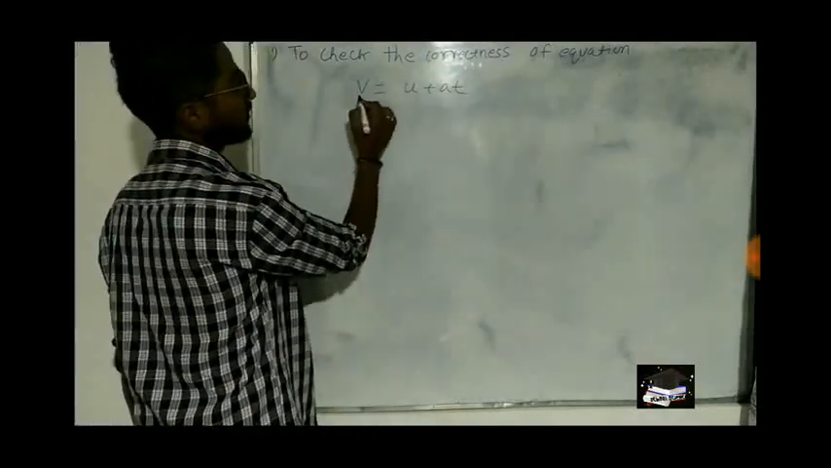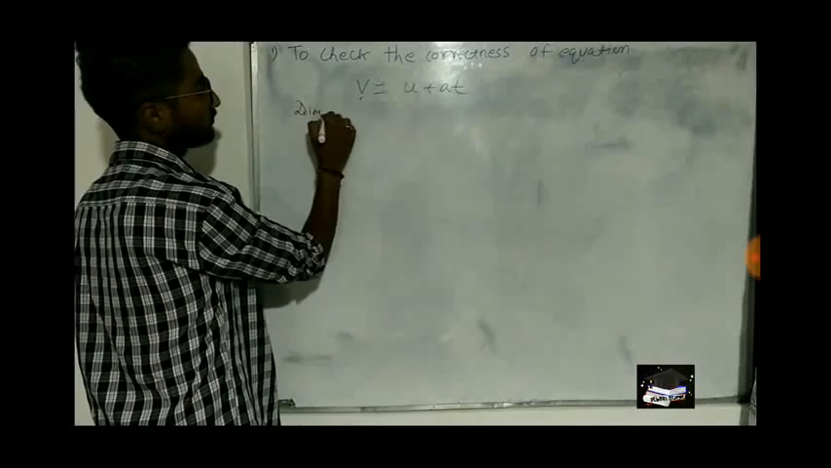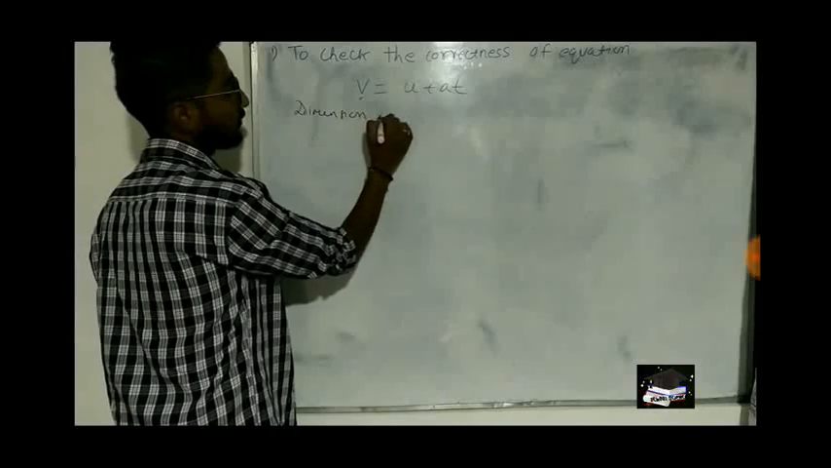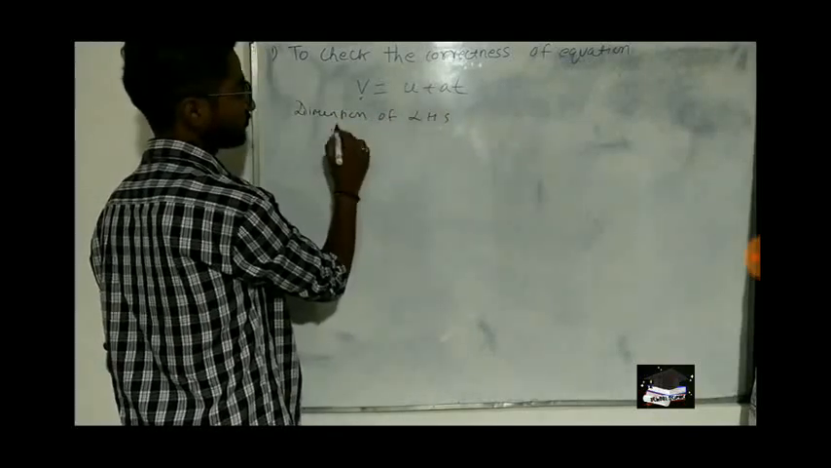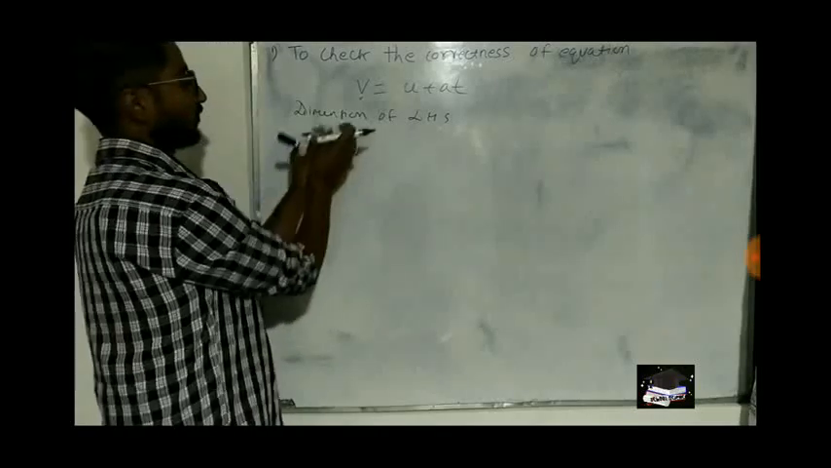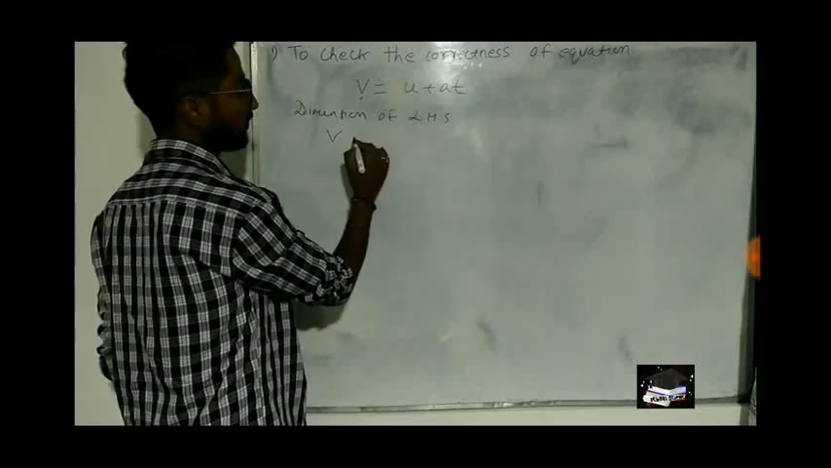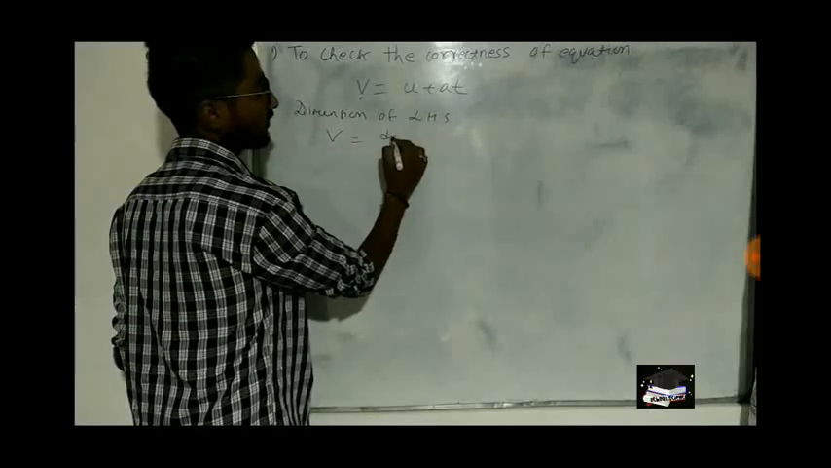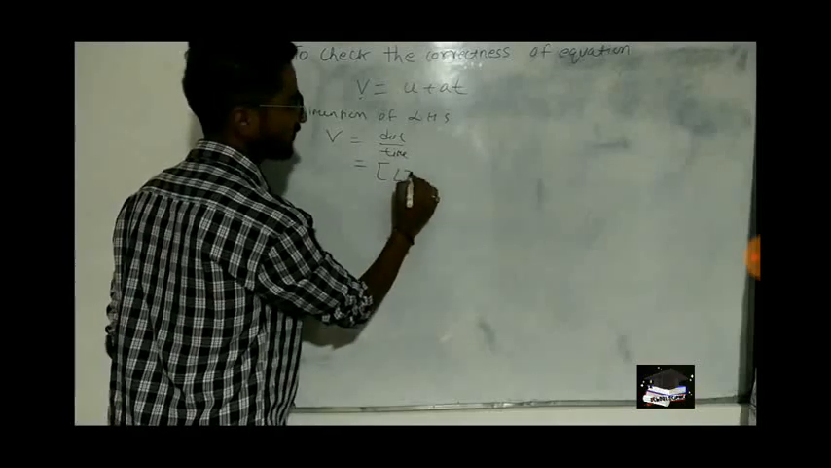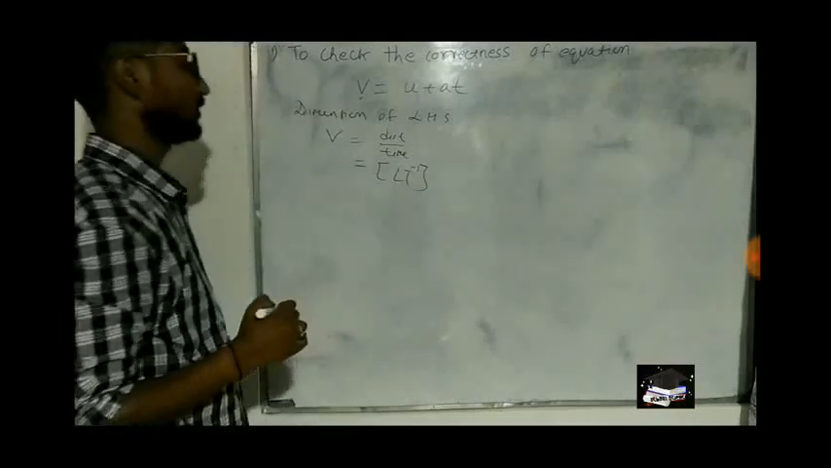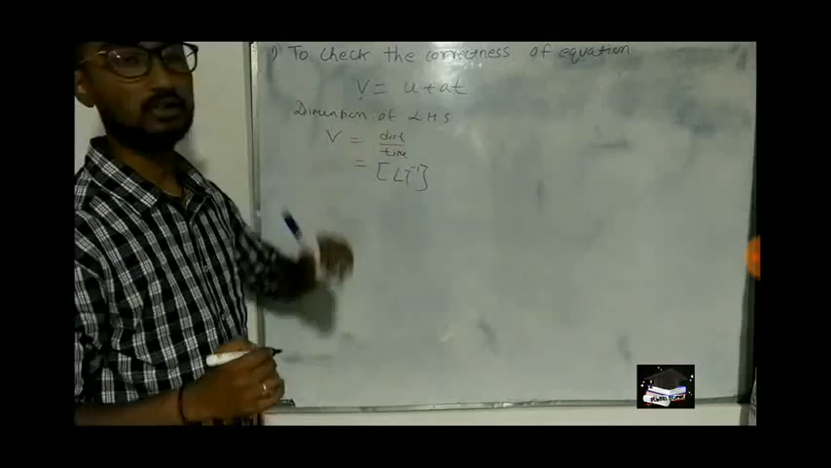So first, let us find the dimension of left hand side of the equation. What is there? V. In this case, V is the velocity. Velocity means distance by time. We don't have to do this again and again. We know now the dimension of velocity is LT to the power minus 1. So the dimension of LHS is LT to the power minus 1 because it is velocity.